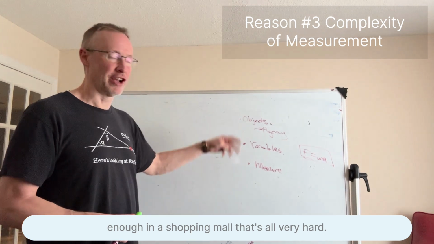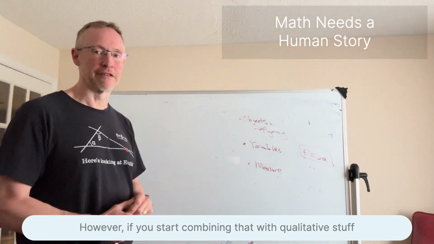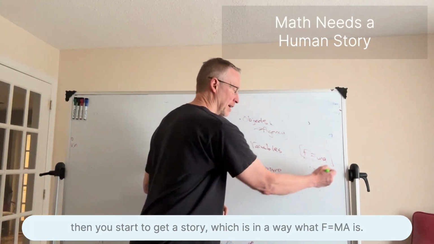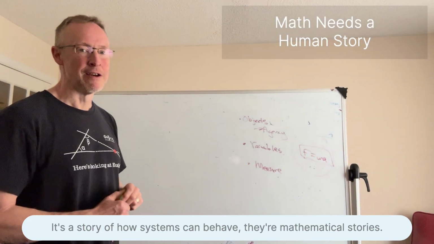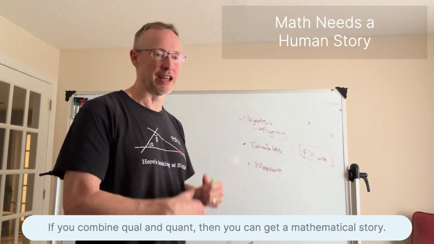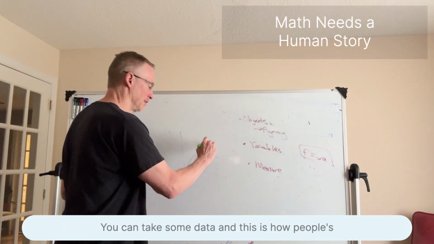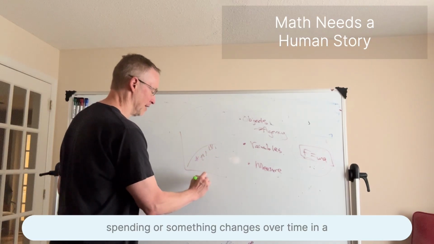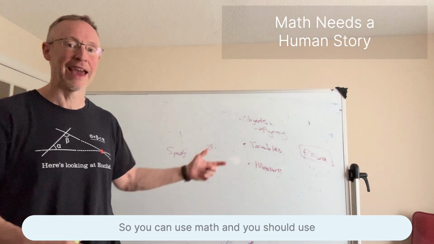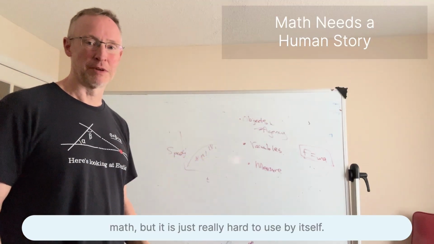That's all very hard. However, if you start combining that with qualitative stuff, then you start to get a story, which is in a way what F equals ma. It's a story of how a system's going to behave. They're mathematical stories. If you combine qual and quant, then you can get a mathematical story. You can take some data, and this is how people's spending or something changes over time in a shopping mall for certain types of people or something. So you can use math, and you should use math, but it's just really hard to use by itself.